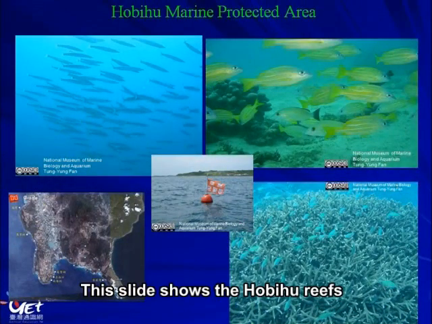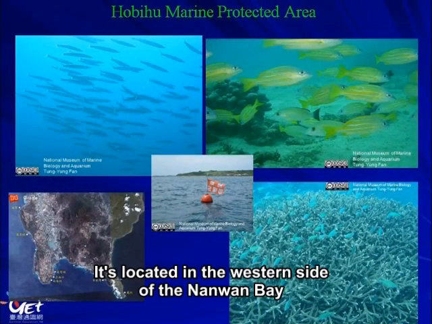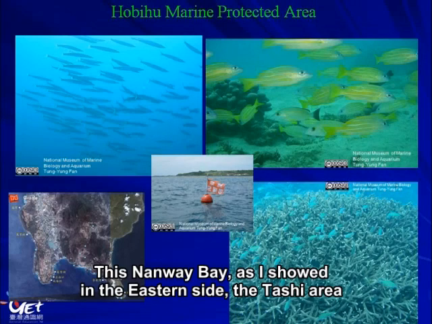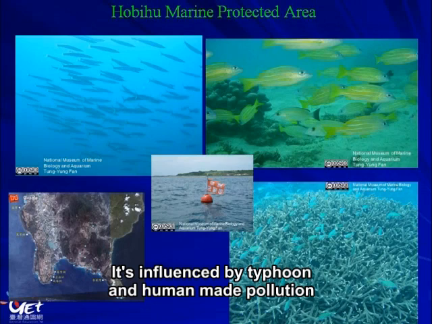This slide shows the Hobihu Reefs. It's located in the western side of Nanwan Bay. This Nanwan Bay, as I showed, in the eastern side, the Taos area, is influenced by typhoons and human-made pollution.